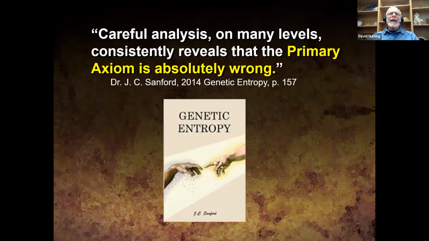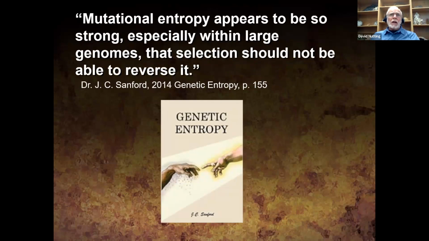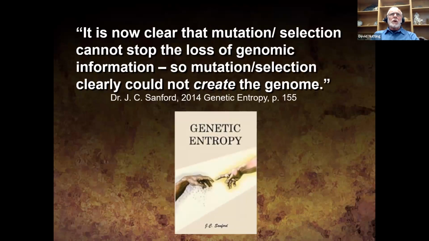He said this in his book, careful analysis on many levels. You understand, he's a researcher. It consistently reveals that the primary axiom is absolutely wrong. What's the primary axiom? Evolution proceeds by mutation coupled with natural selection. He said it's wrong. He says mutational entropy, the downward amount, appears to be so strong, especially within large genomes, that selection should not be able to reverse it. It's too much downhill going on. He said it is now clear that mutation selection cannot stop the loss of genomic information. So mutation selection clearly could not create the genome.